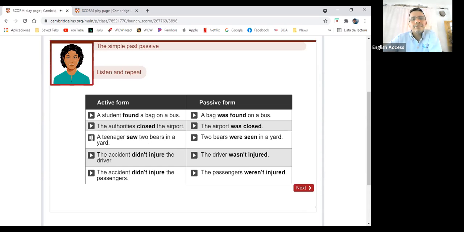A teenager saw two bears in a yard. Two bears were seen in a yard.